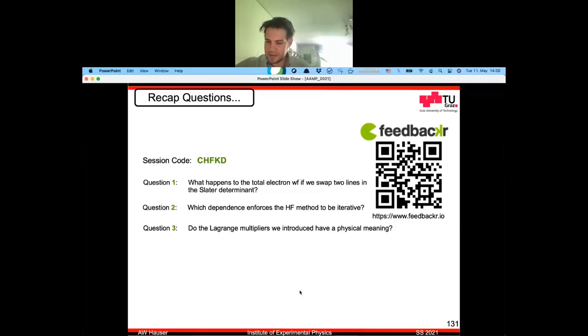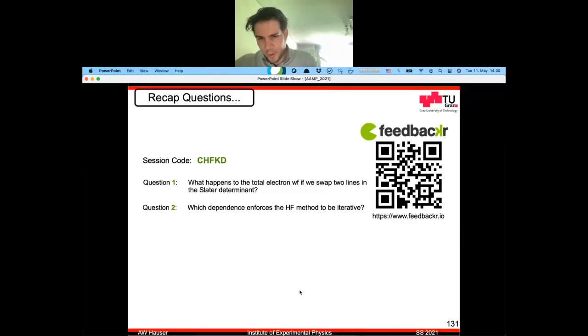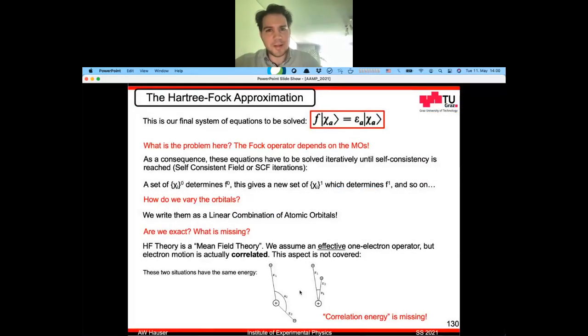Third one, do the Lagrangian multipliers we introduced have a physical meaning? And I am surprised. This is a very good result. 80% voted for yes. The ith multiplier corresponds to the energy of a single electron in the orbital. It is sort of obvious if you look at the equations that we ended up with. This is the eigenfunction, and the corresponding eigenvalue has the unit of an energy. And it turns out that this energy has a physical meaning because it describes the energy of an electron when sitting in this orbital. So this is another thing that we can use in Hartree-Fock.